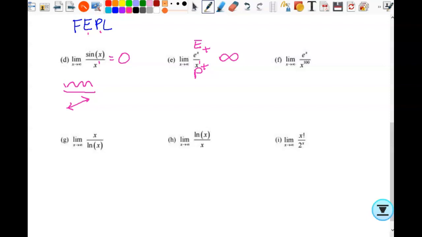Good question. All right, so let's look at F. What do you think about F? Is it different than E? What's the only difference between F and E? The exponent is x to the 100th power, but this is still an exponential over a polynomial. This denominator grows faster than that one, but this numerator still fully outranks it, right? And so that means this is also infinity.